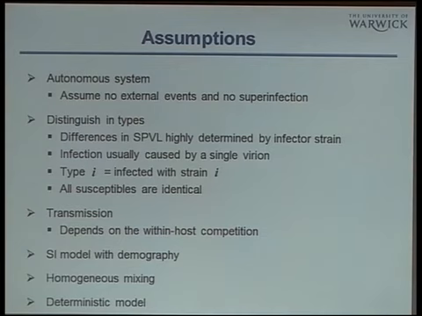And I assume that the infection is caused by a single virion entering an individual, and that virion will determine your set point viral load, because infections with high replicative capacity tend to lead to higher viral load. And so I define the type i of an individual as being infected with strain i at the beginning. And all susceptibles are identical. The transmission will depend on the within-host competition, because a strain will mutate into different strains, and this will decide which strain you are transmitting to the next host. It's an SI model with demography, homogeneous mixing, and I use a deterministic model as a start. Is always a good idea.